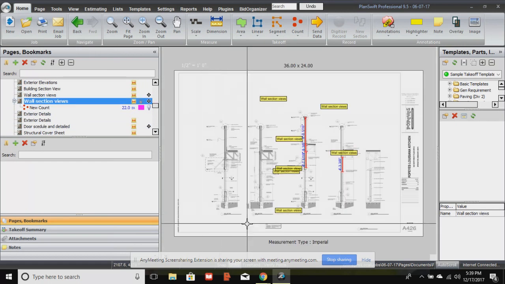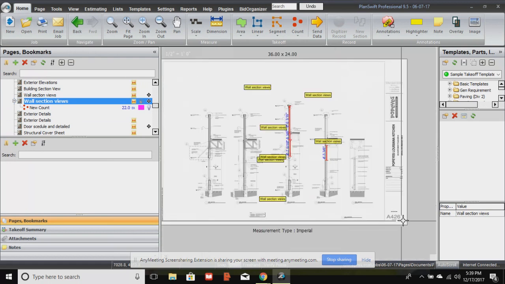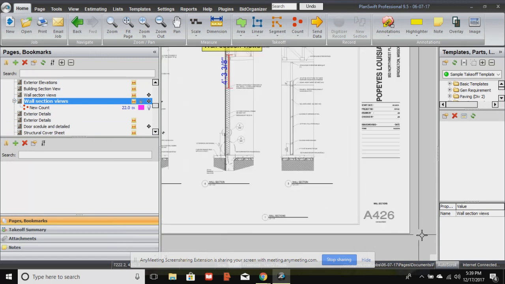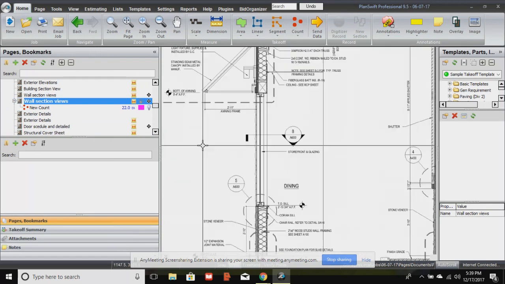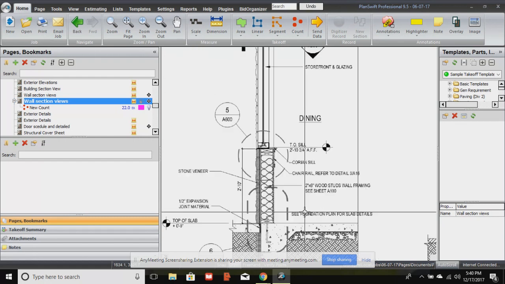Wall section views. Picture number 1, that's this, at page A426, page number lower right. Okay, so what I know now that I didn't know before, right, from the plan view, this is a section view. As we see, we get more detail. Section view is telling me a lot more than the plan view told me. Section view is telling me the wood construction. Now I know it's 2x6 wood studs. I know the height of the wall under the window. Plan view didn't tell me that.